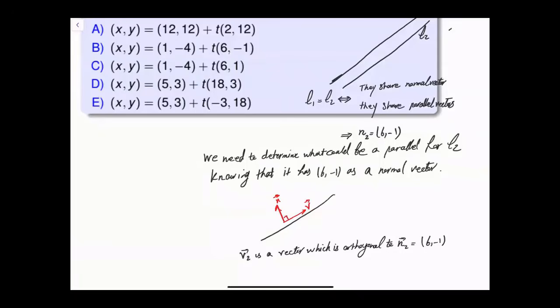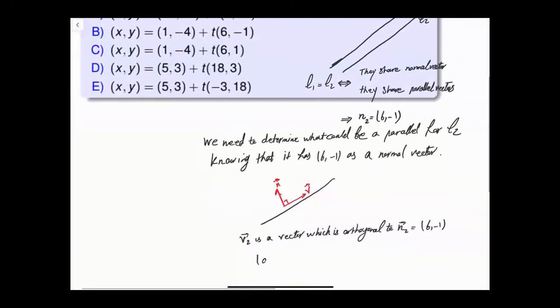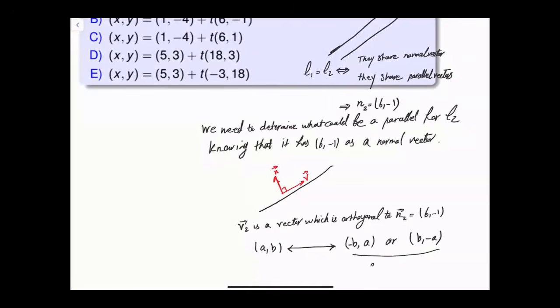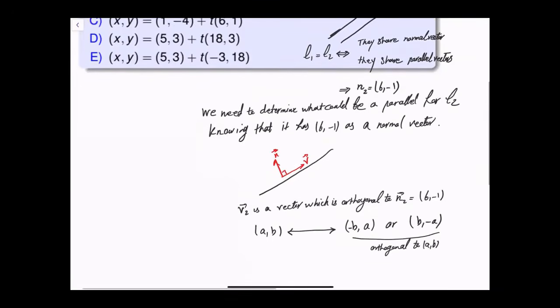There are infinitely many ways you can do this, but one of the ways that you always do in R2 is that if you have the components of a vector, you interchange the components and multiply one of them by a negative sign, either the first one or the second one. This way, you generate vectors orthogonal to the original one. So we will apply that here. So V2 can be either negative times negative 1, 6, so interchange these two and multiply the first one by negative. So this is 1 and 6, or negative 1 and negative 6.